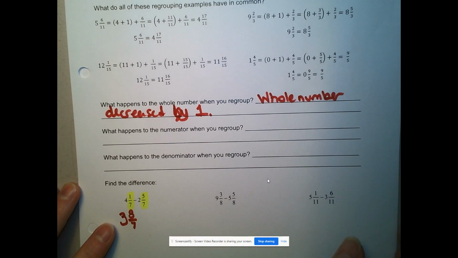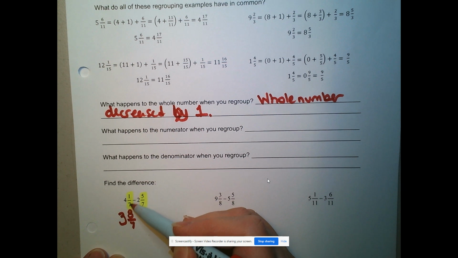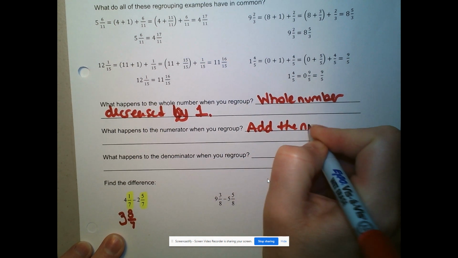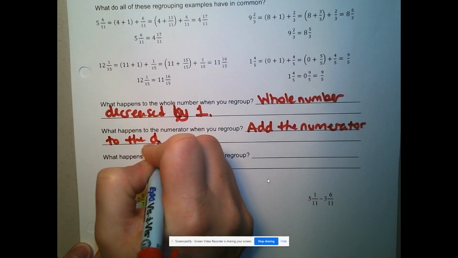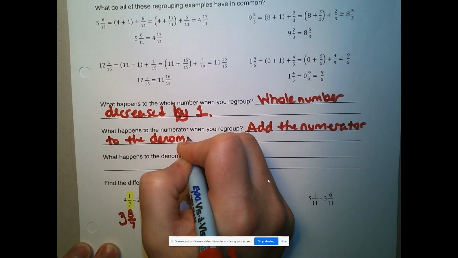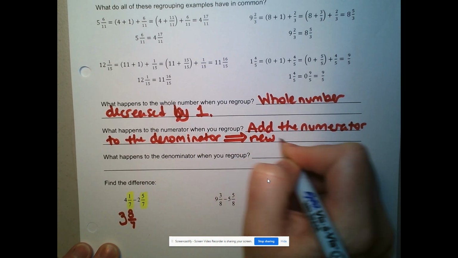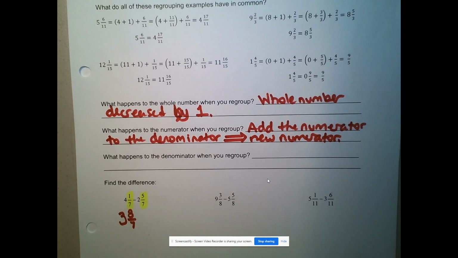The next thing that happened was what happens to the numerator? So my numerator was a 1 and it became an 8. And if you notice, the 2 parts of the fraction here, 1 and 7, add up to 8. So in order to get my new numerator, I actually add the numerator to the denominator. And that gives me a new numerator. And we're going to do a couple more of these, okay?